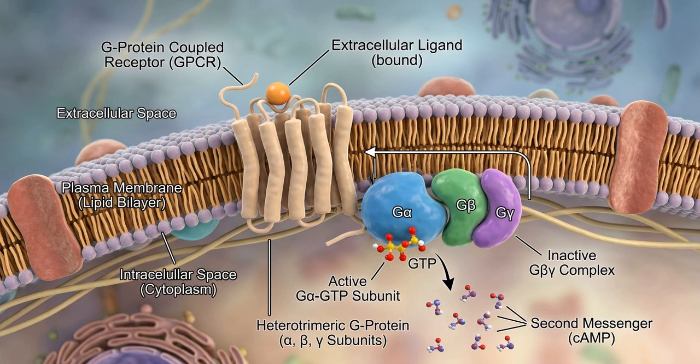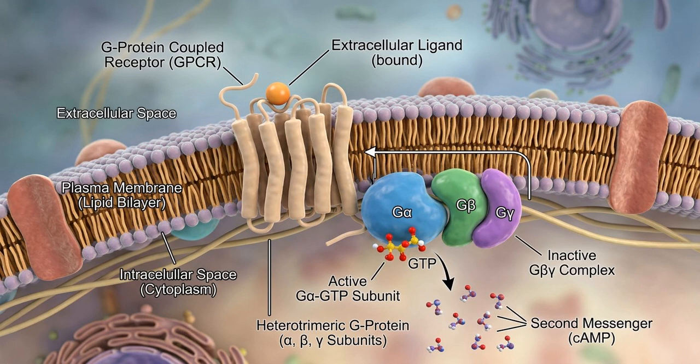But GPCRs aren't limited to cAMP. Another critical pathway is the phospholipase C, or PLC system. In this pathway, the activated G protein stimulates the enzyme phospholipase C. This enzyme then cleaves a membrane phospholipid called PIP2 into two powerful second messengers, DAG and IP3. DAG, or diacylglycerol, stays within the membrane and activates protein kinase C, leading to the phosphorylation of various proteins.